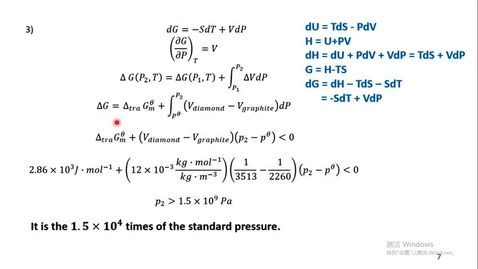And then we have delta G equals this one. This is standard delta G, also the calculation result in the first small question. This delta G is at the pressure. This pressure is the transition pressure when the graphite can transform to the diamond. So we have this one.